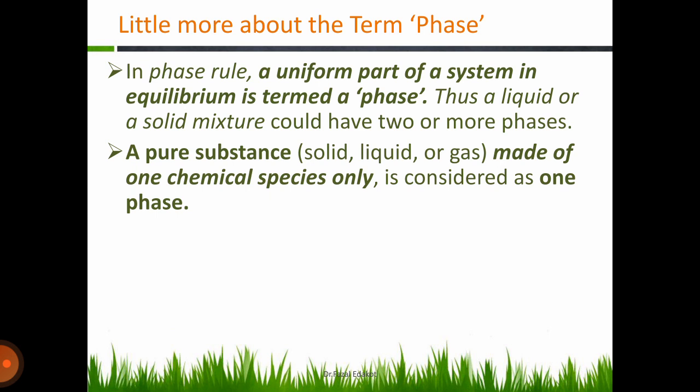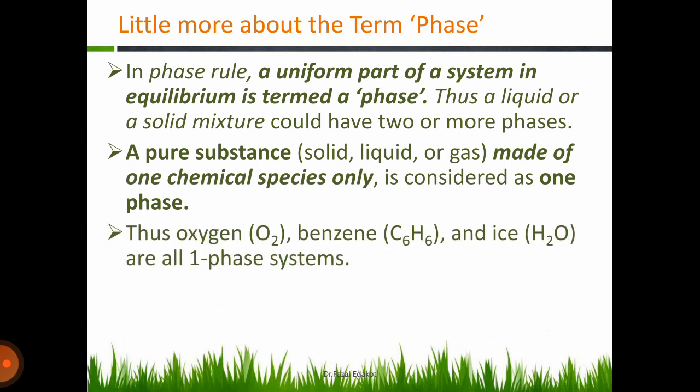So understand, if you take water at 37 degrees Celsius, it will be liquid only. Right? Oxygen, benzene, at room temperature, it will be liquid. And ice. Ice could exist only at a temperature below 0 degrees Celsius. So it's one phase.